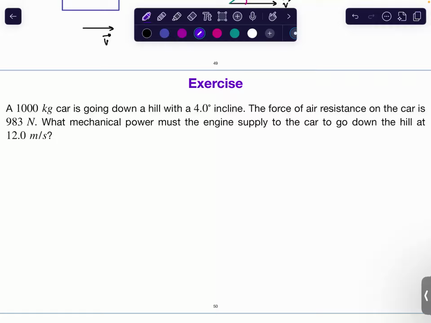We're gonna have the force of the engine, the force of the air. And since, now think about this, since velocity is constant, acceleration is zero. So the force of the engine is pulling it down the hill. Air resistance is pushing it back up the hill. Velocity is not changing.